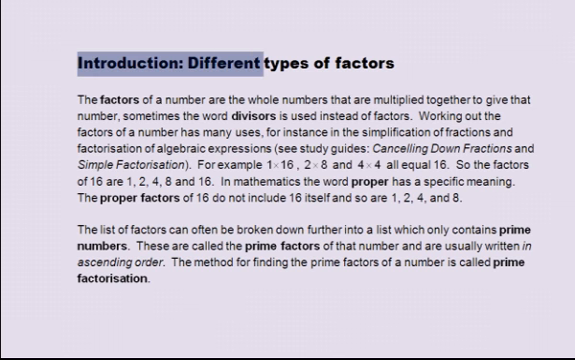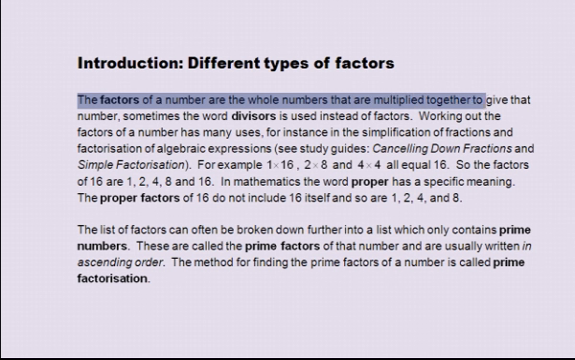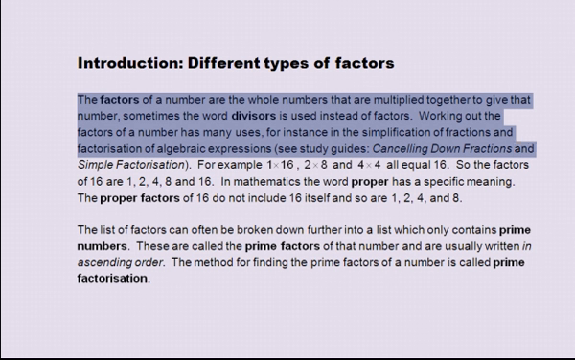Introduction. Different types of factors. The factors of a number are the whole numbers that are multiplied together to give that number. Sometimes the word divisors is used instead of factors. Working out the factors of a number has many uses. For instance, in the simplification of fractions and factorisation of algebraic expressions. See study guides, Cancelling Down Fractions and Simple Factorisation.